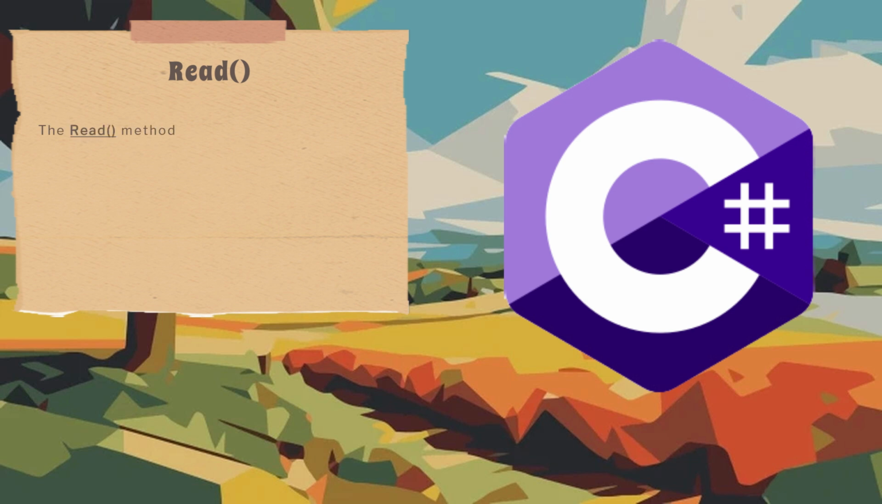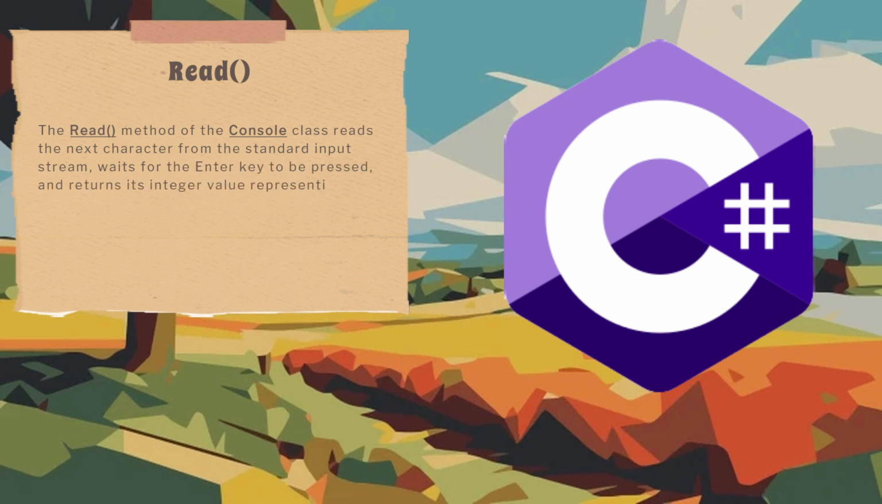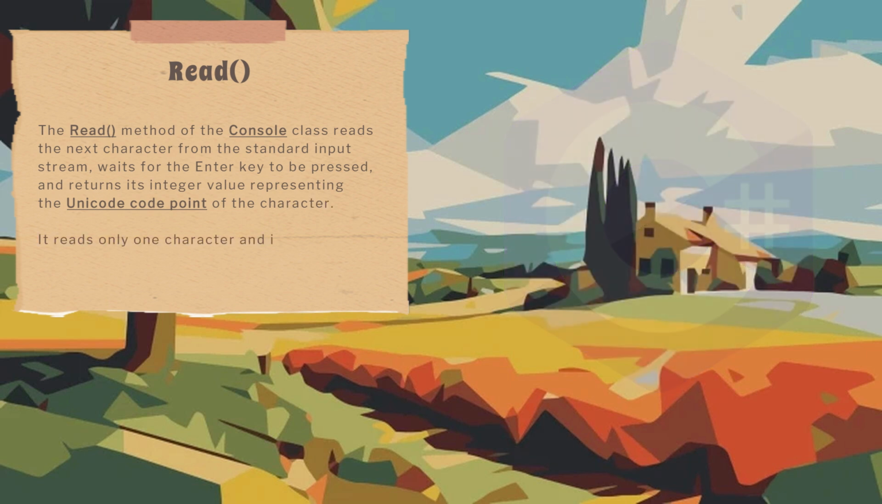The Read method of the Console class reads the next character from the standard input stream, waits for the Enter key to be pressed, and returns its integer value representing the Unicode code point of the character. It reads only one character and ignores the rest of the input.